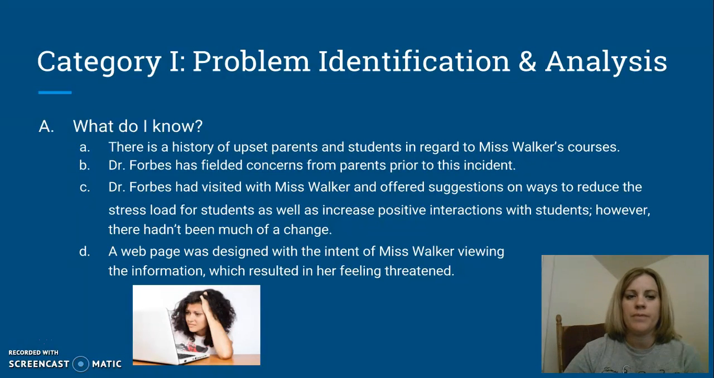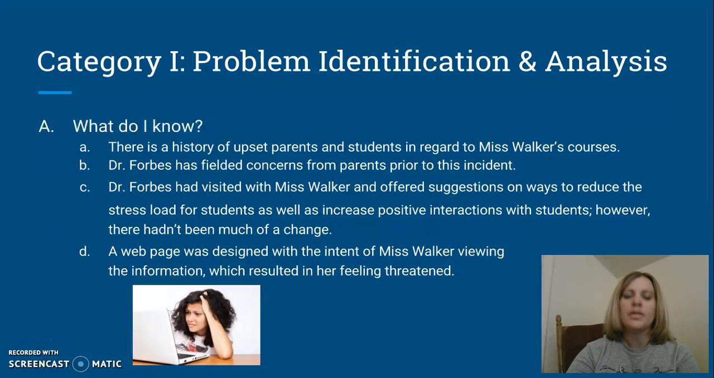Forbes before. So secondly, that Dr. Forbes, as the principal, has already fielded concerns from parents prior to this incident. The third thing was that Dr. Forbes had, after receiving those complaints, visited with Ms. Walker and had offered different suggestions to her on ways that he felt she could lower the stress load for her students, as well as increase the positive interactions with the students.